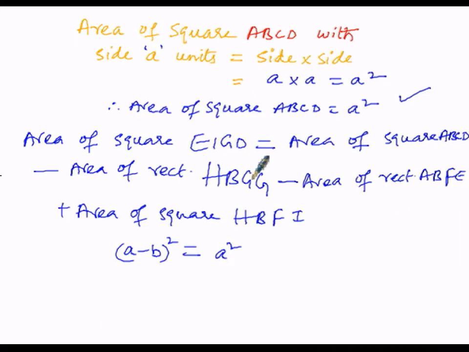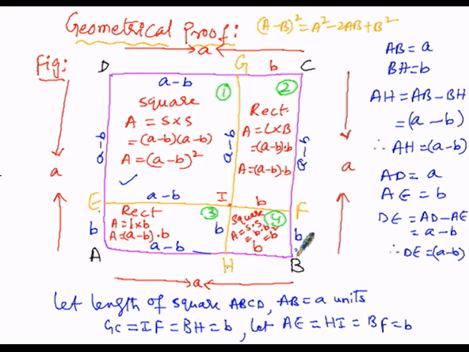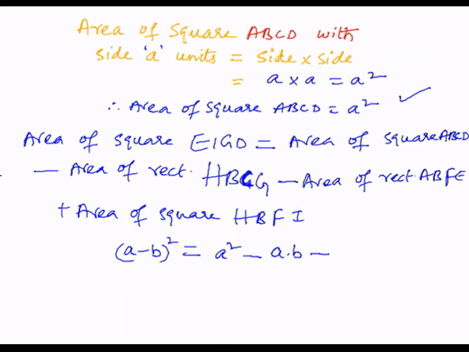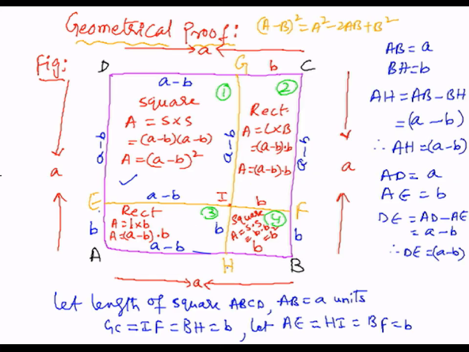So it is of CG, HB CG. So here area is of, subtracting the area, that is length into breadth, that is A into B, then subtract area of rectangle ABFE. ABFE is a rectangle, length and breadth are A and B, area of rectangle is length into breadth, so it will be A into B. Then we have to add up the area of small figure fourth one, that is HBFI. HBFI is a square, so area is B square.